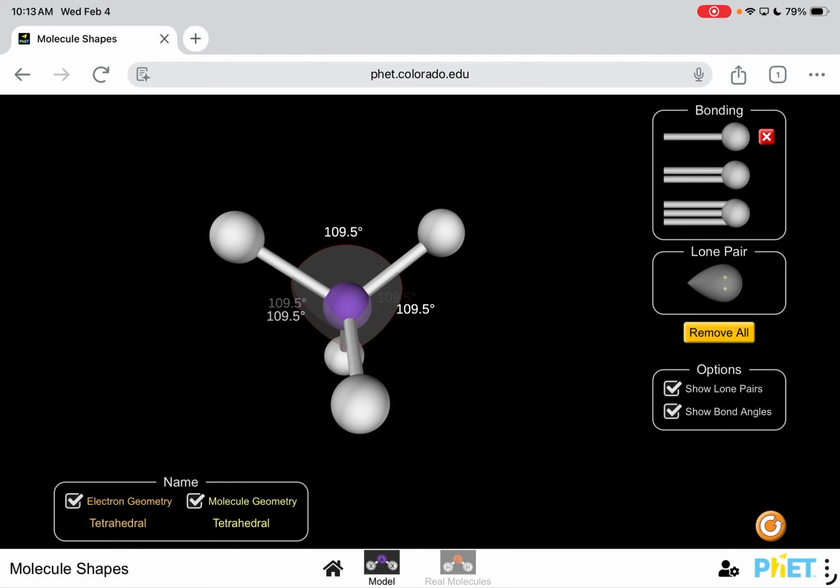Okay? So 4 groups, tetrahedral. Molecular geometry is then tetrahedral as well because they're all bonds. So the angles are exactly 109.5. Only when we add that lone pair in does that change the angle slightly.